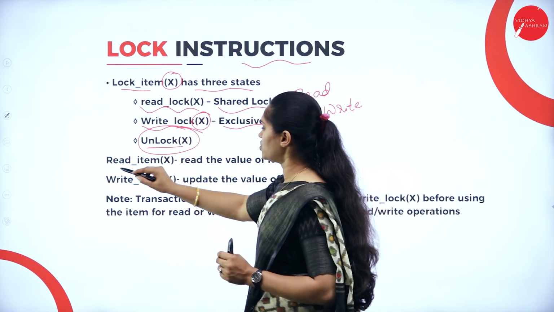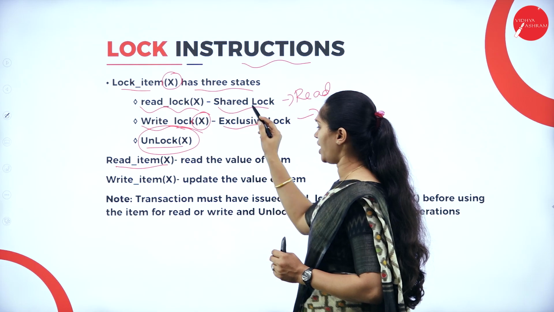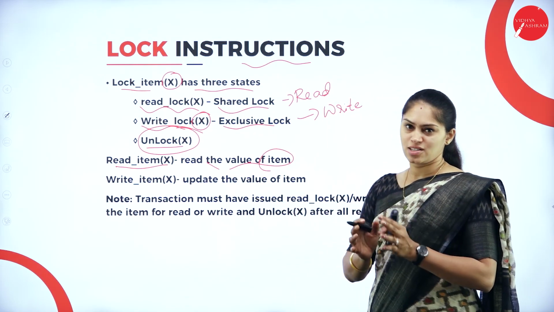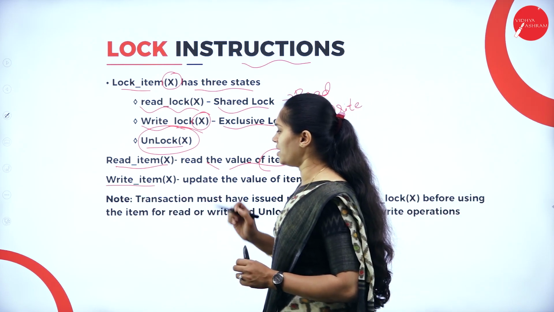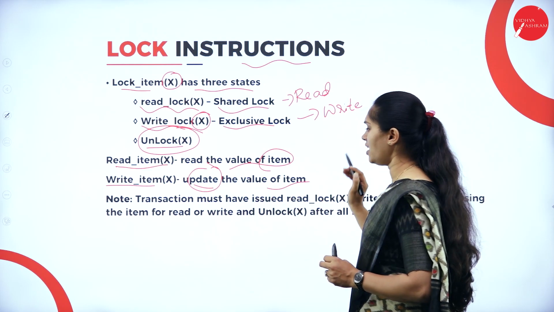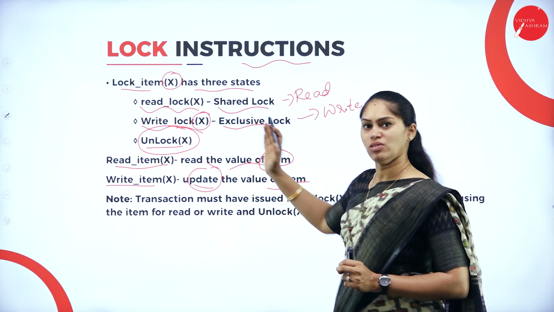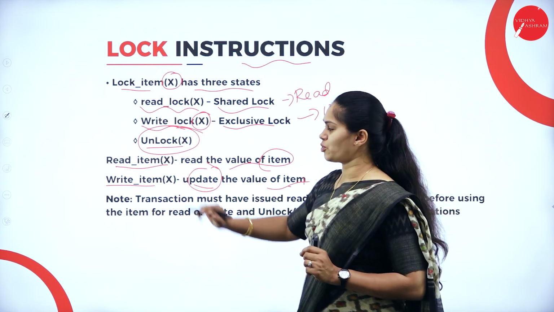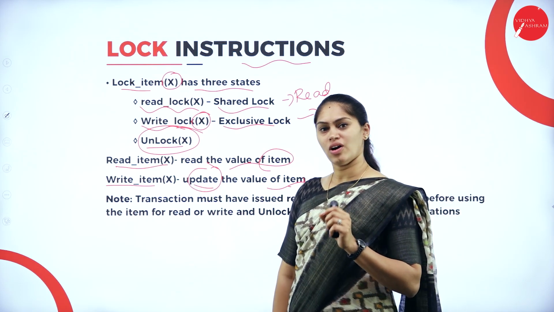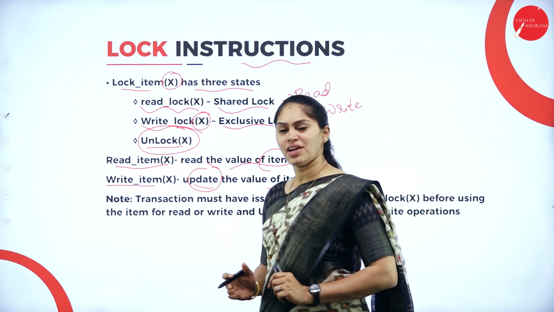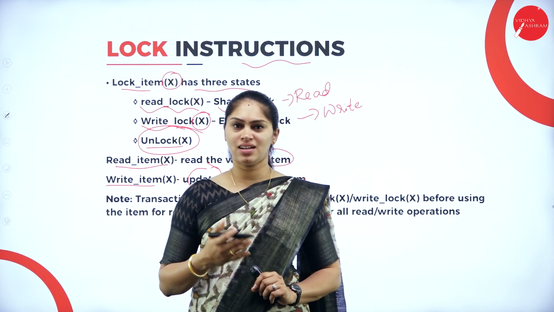When it comes to read item of X or this shared lock, it reads the value of an item by locking its resources. And also here we have write item of X that updates the value of the item. In order to read a value, shared lock. In order to update the value of that item, we require this write item of X or exclusive lock. You have to understand one thing, whether we are doing read or write operation, that doesn't matter.